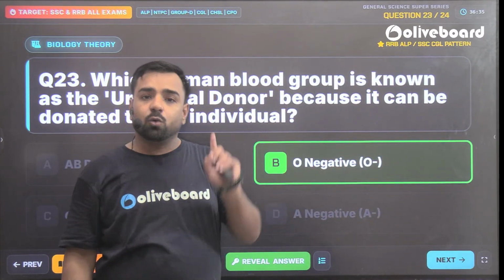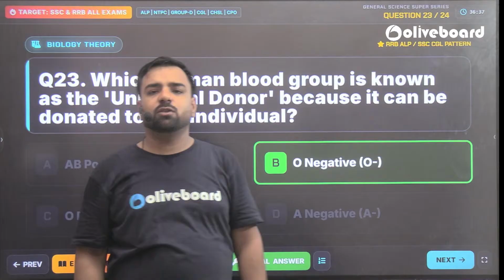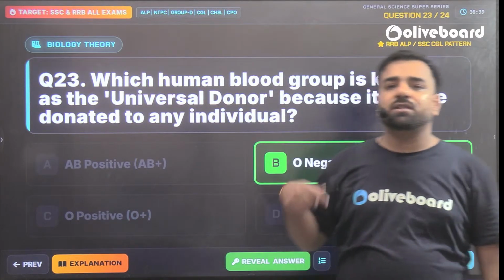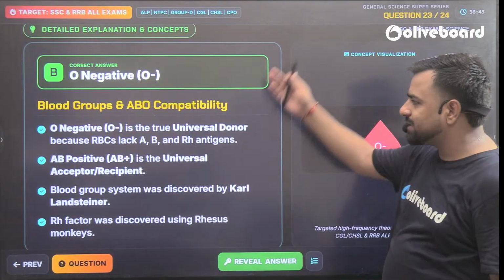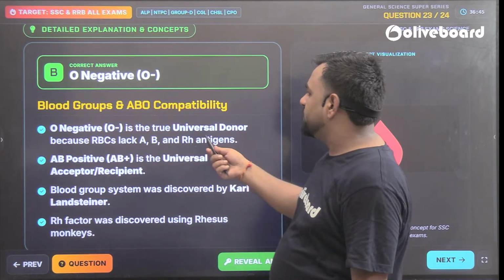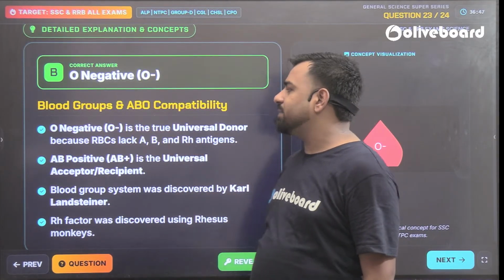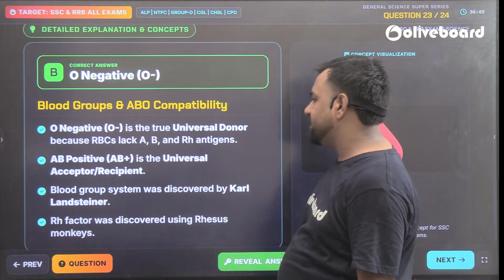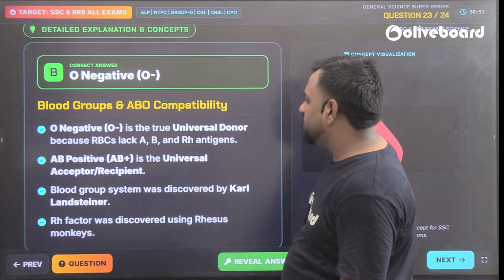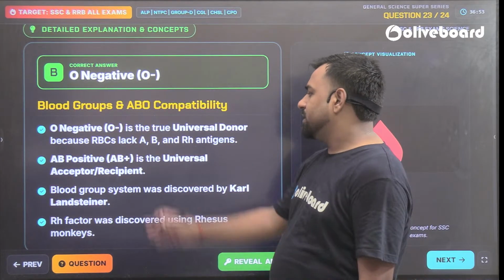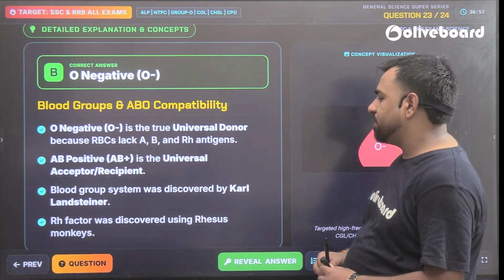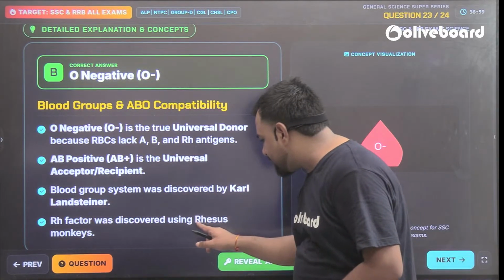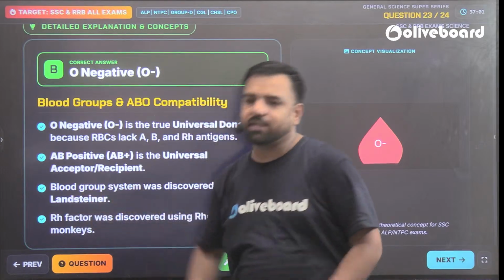O positive can only donate blood to the positive ones. The universal acceptor is AB positive. Here's the explanation: O negative is the true universal donor because its RBC lacks A, B and Rh antigens. AB positive is the universal recipient. The blood group system was discovered by Karl Landsteiner, and the Rh factor was discovered through rhesus monkeys, and from this the term Rh has come.